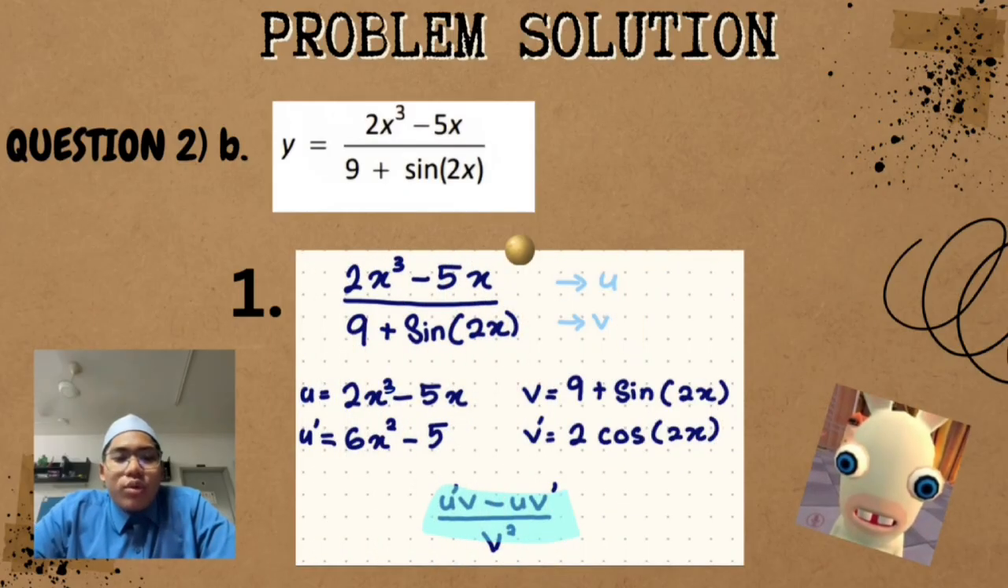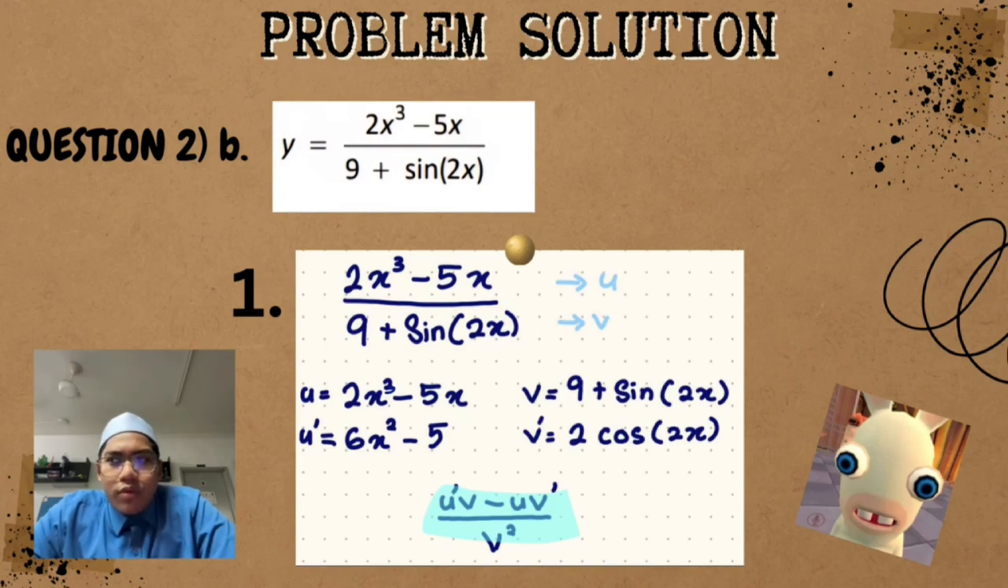And now I will continue with question 2b. What we have is y equals (2x cubed minus 5x) divided by (9 plus sin x). First of all, for this question we will use the quotient rule. And the formula for the quotient rule is u prime multiplied with v minus u multiplied with v prime, and then divided by v squared.